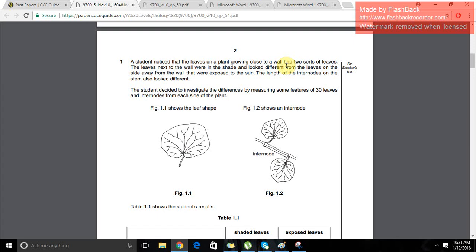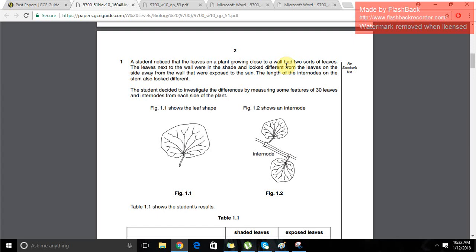So the leaves next to the wall were in the shade and looked different from the leaves on the side away from the wall that were exposed to the sun. Right? So the difference between shade and sun leaves, I believe this question has been asked rather frequently in both the A2 paper and in the AS practical part of it.